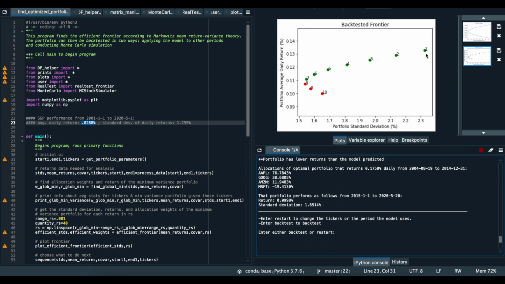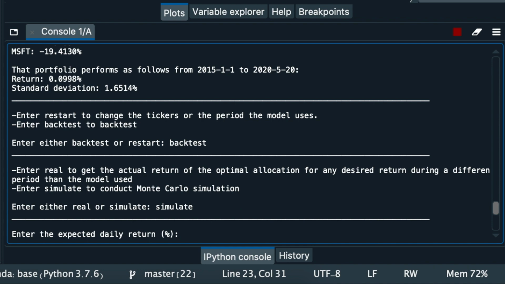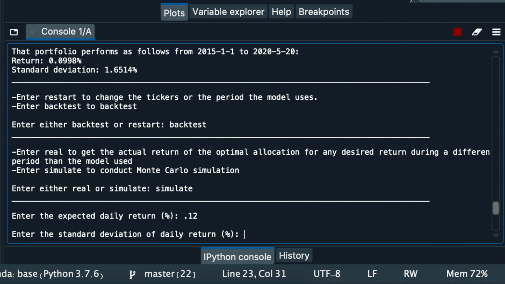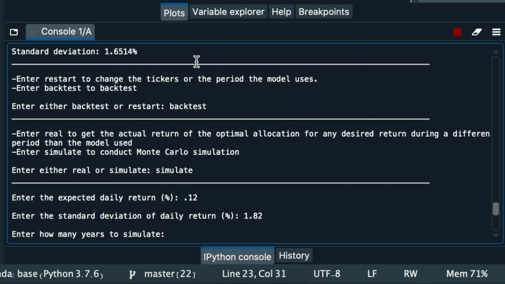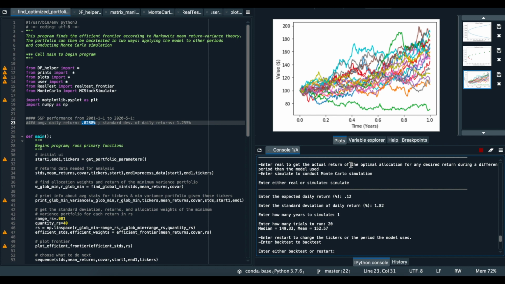Okay, but let's say we think Microsoft is going to continue to outperform, and maybe we're comfortable with a standard deviation of about, let's just call it 1.8%, with a daily return of 0.12%. So what I'm going to do now is use the second backtesting technique, simulation. That refers to Monte Carlo simulation, where it's just going to get random z-scores from a normal distribution, as we're assuming that stock returns are normally distributed. You can look into that; it roughly holds true for the most part. So now we're going to simulate a portfolio that has a daily return of 0.12% and a standard deviation of 1.82%. Let's just simulate 1 year, to keep things short, and let's run 20 trials so we can converge on some sort of accurate mean.